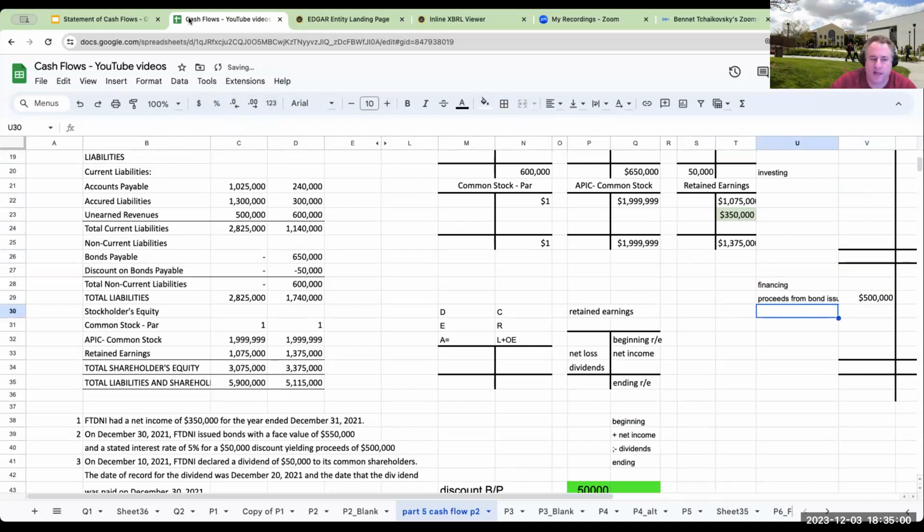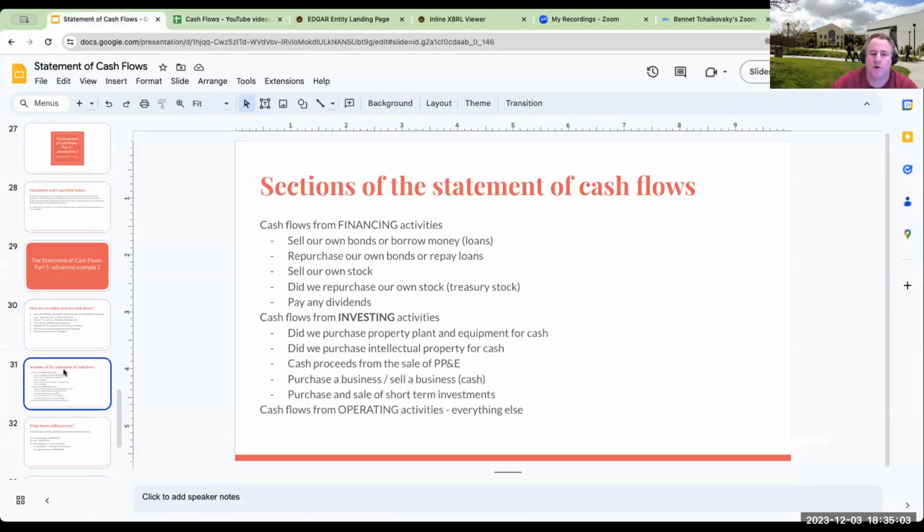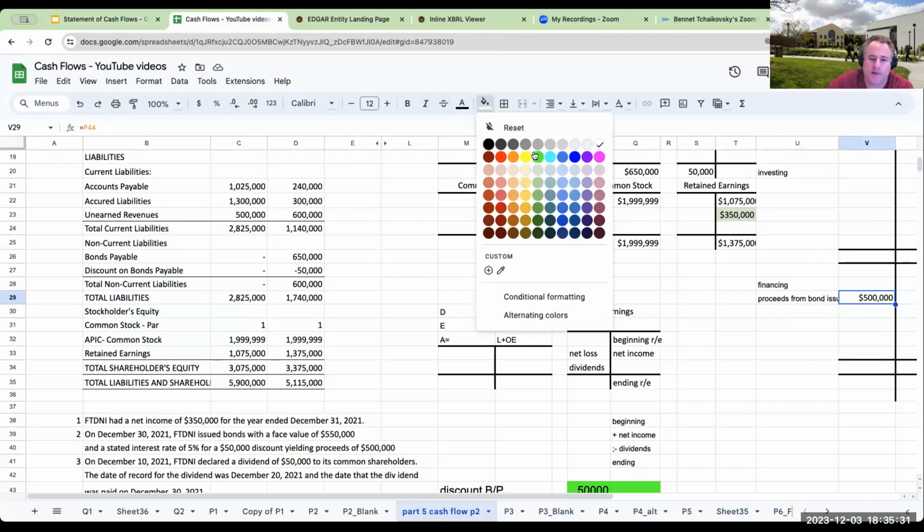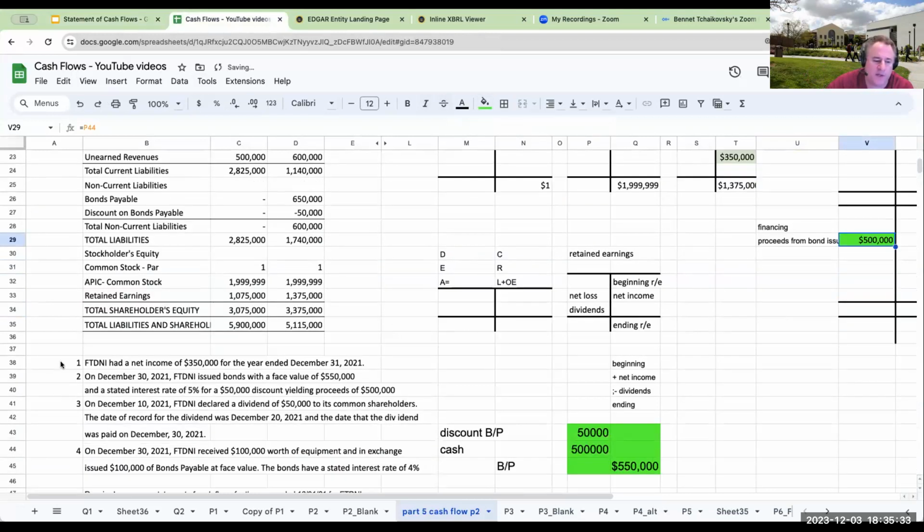Why is this going into financing? Let's go back through and remember our rules. Financing: I'm selling bonds, I'm buying back bonds, I'm selling stock, I'm repurchasing my own stock. This is all of our own stuff. I'm paying dividends. Investing: buying and selling equipment, purchase of a business, purchase of intellectual property, purchase and sale of short-term investments. So those are all going into investing. Everything else is pretty much in operating. Okay, so that's our next piece of additional information.